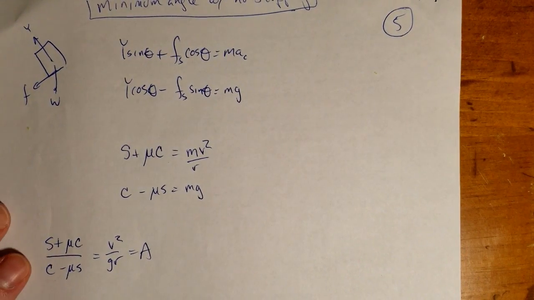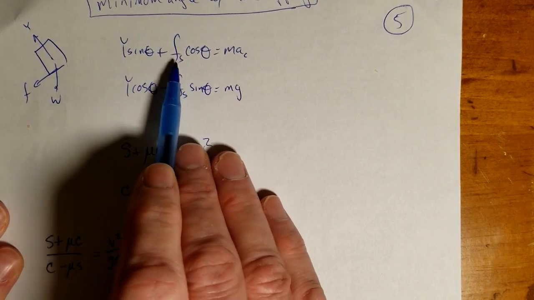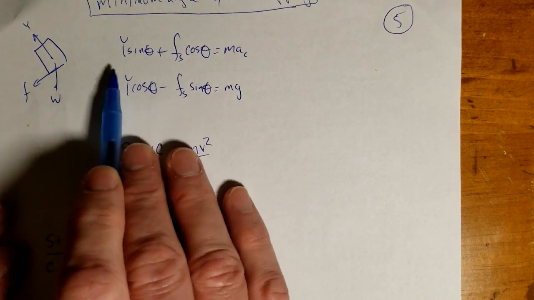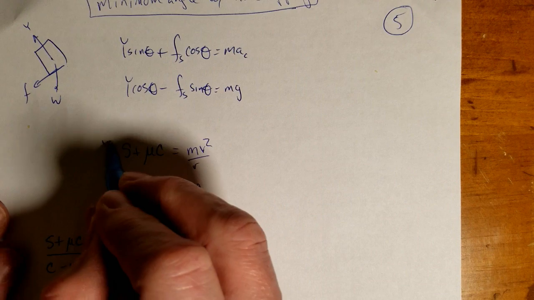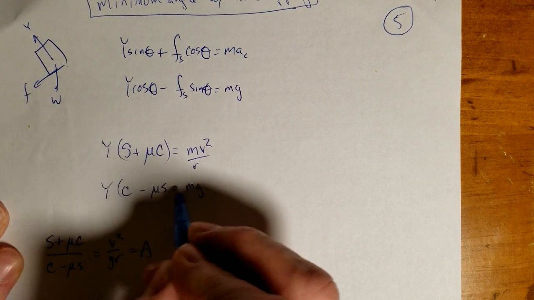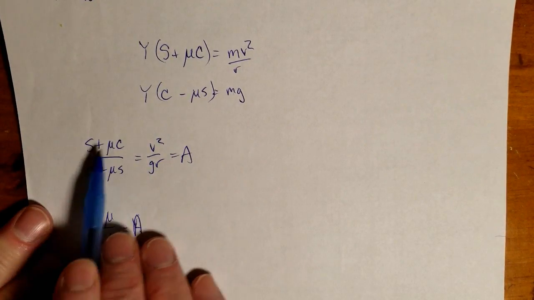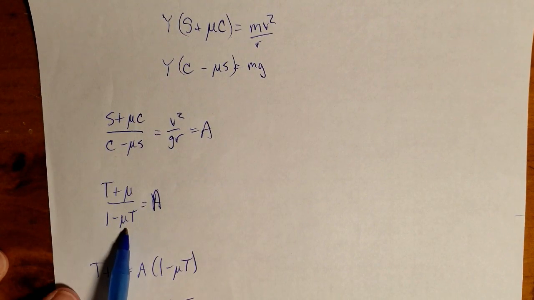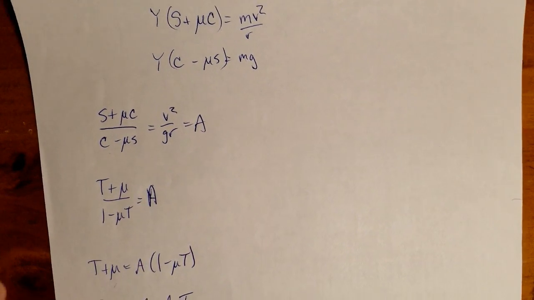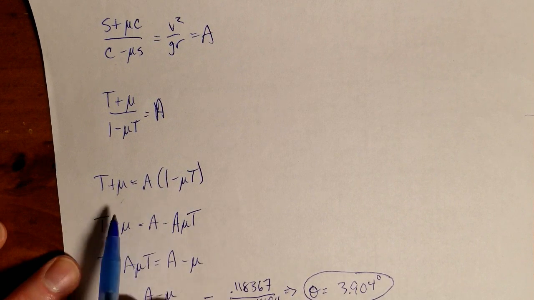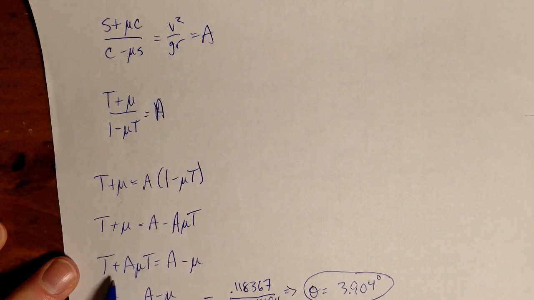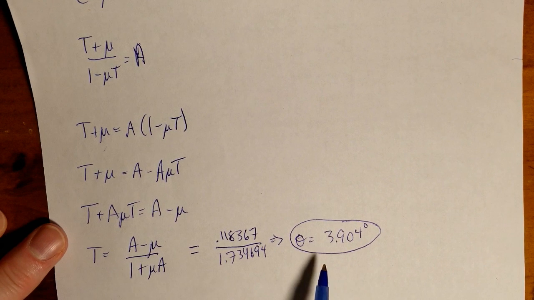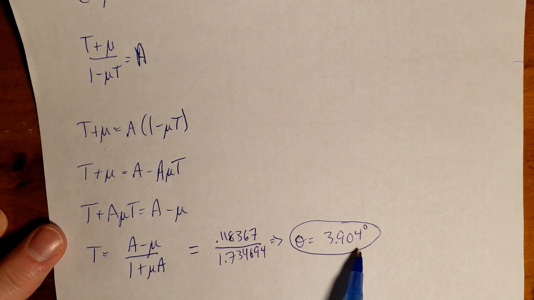I'm going to just stick with technique number 2, make the substitution for friction. We factor y out, so technically there's a y here. And then when we divide, the normal force cancels out. We multiply top and bottom by cosine to get this. And then ultimately we want to get tangent by itself. We end up with theta being 3.904 degrees. And there we go.